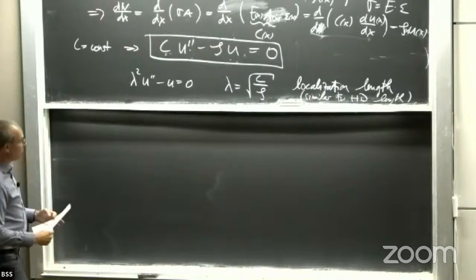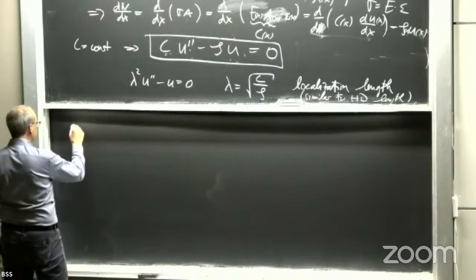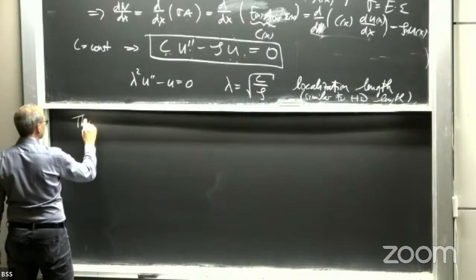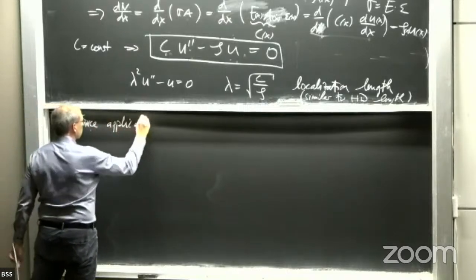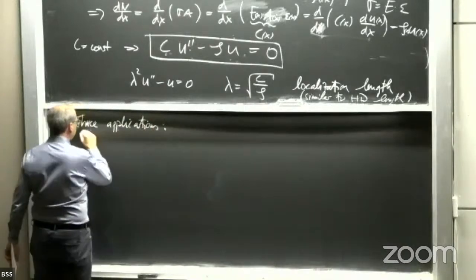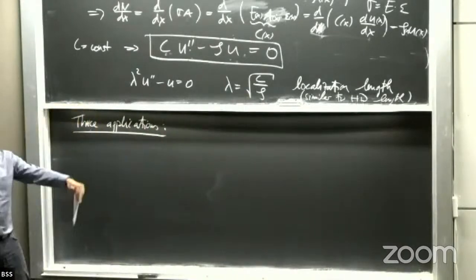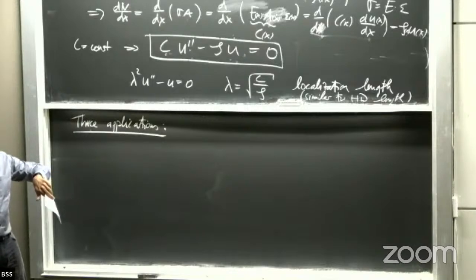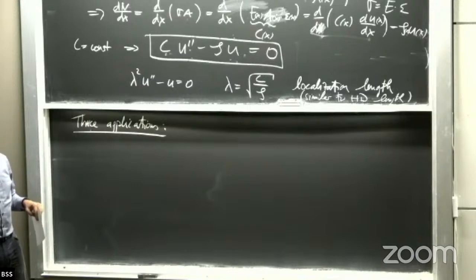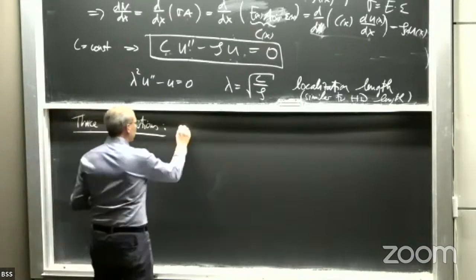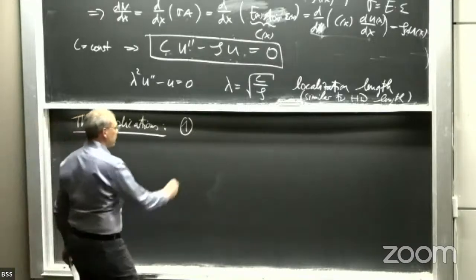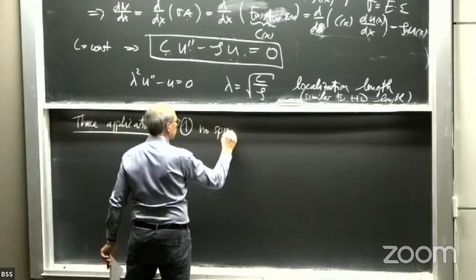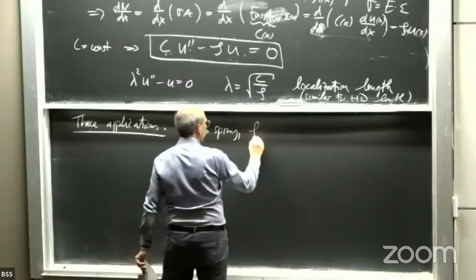Okay, so let me go through 3 examples or applications. I could skip them to spare time, but it's not pedagogical, so I go through them, right? My first application, so I go quickly, would be no springs, force pulling on the right.